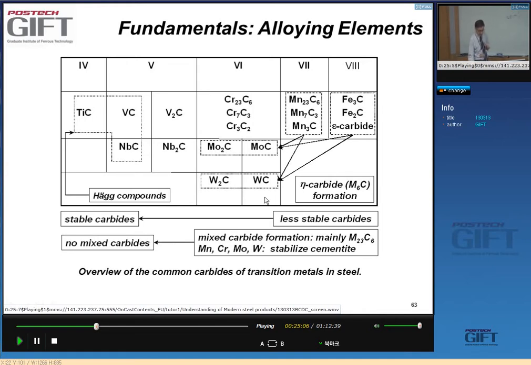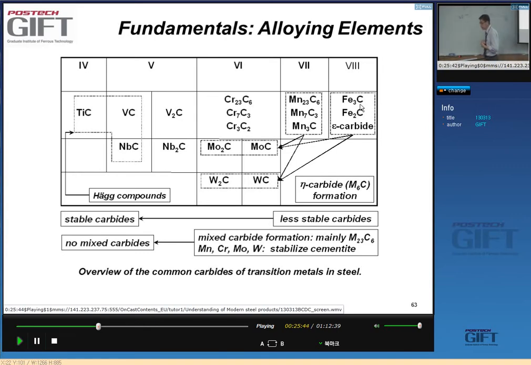Typical carbides that you form in iron, yes? The most important one, probably known to all of you, is cementite, Fe3C. When you have carbon in steels, most of the time it's not present as carbon, it's present as this carbide.